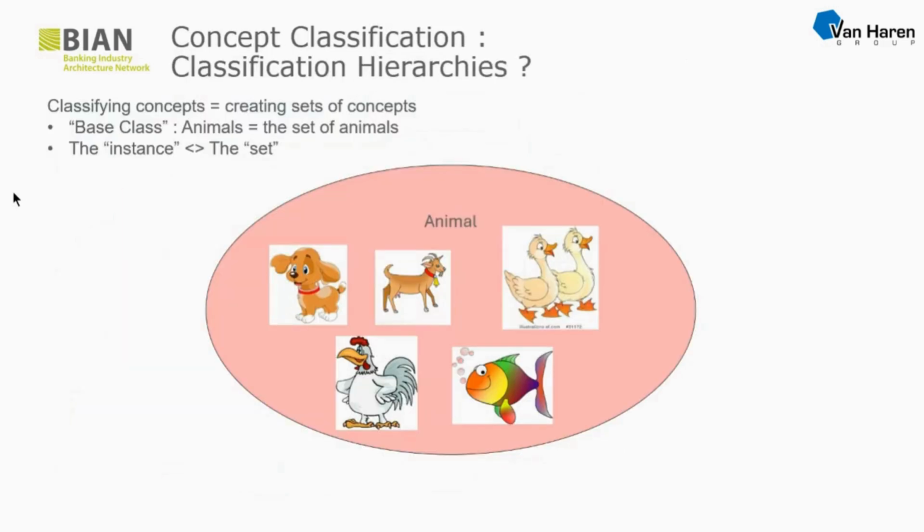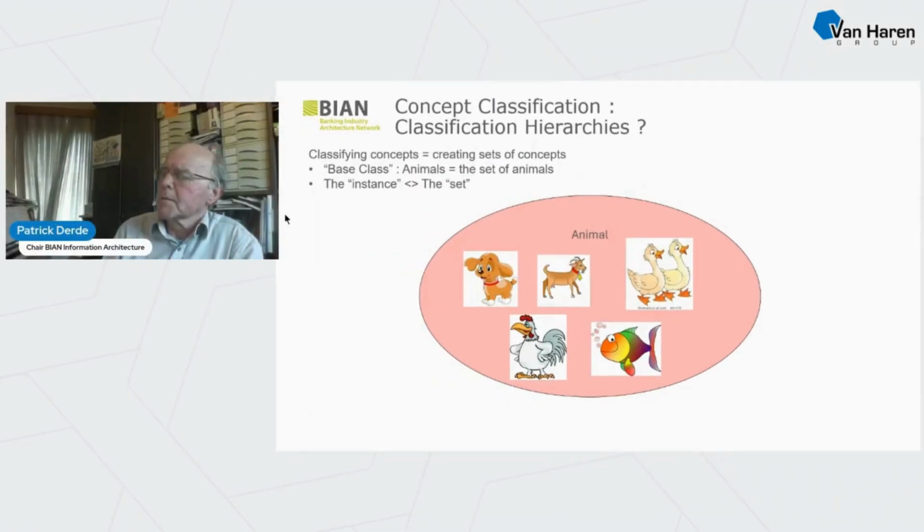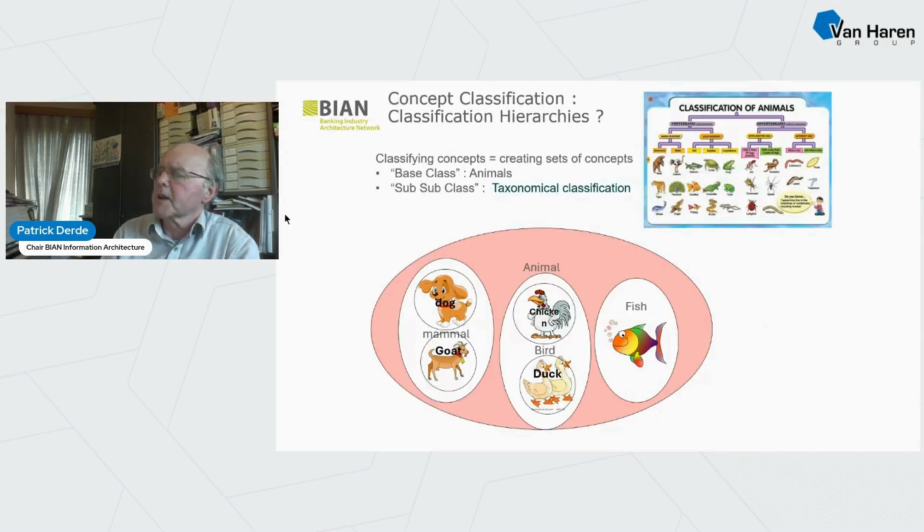Let's have a look. We have here some animals. A dog is always a dog, will never be a goat. A dog is always a dog, will never be a chicken, and so on. So this is clear, that's a taxonomical classification. We can subclassify this taxonomically. And we can talk about the mammals, the birds, and the fishes. That's a taxonomical classification. During the whole life cycle, a dog will remain a dog and distinguished from a goat.